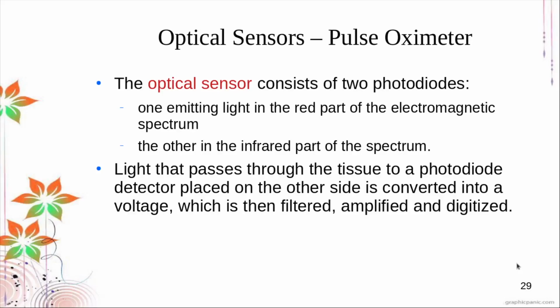Now let's look at optical sensors, and in particular, a particular example here is your pulse oximeter. The optical sensor for the pulse oximeter consists of two photodiodes: one that emits light in the red part of the EM spectrum and the other in the IR part. The light that passes through the tissues to a photodiode detector placed on the other side is converted into a voltage, which is then filtered, amplified, and digitized.